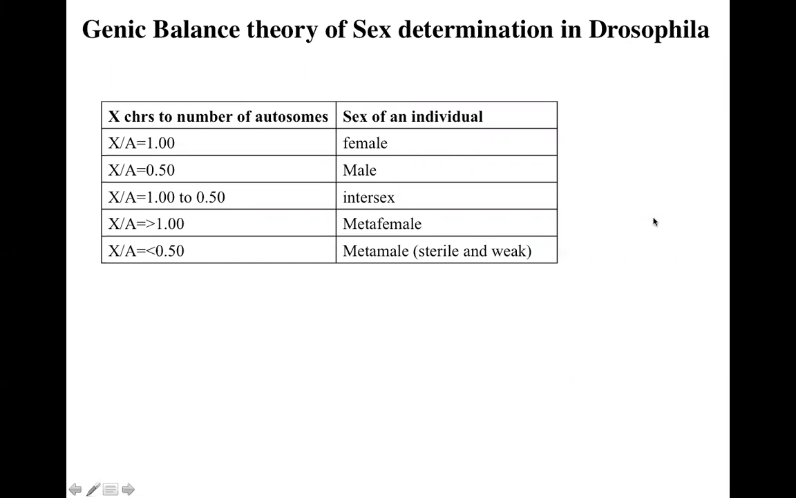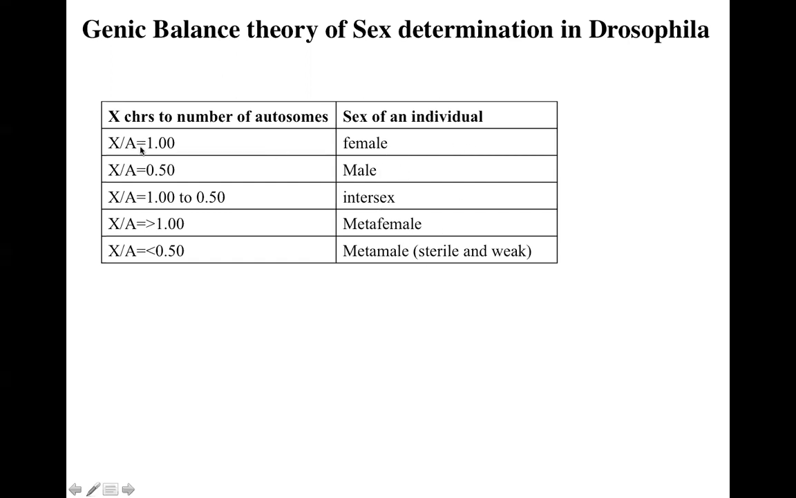Based on this, he proposes one more theory called the genic balance theory of sex determination in Drosophila, but I am not going to deal with it in this course because we have a separate chapter in the next course, in genetics. Just in brief, the genic balance theory is about the ratio of X chromosomes to the number of autosomes. So how many X chromosomes divided by how many autosomes gives the ratio.